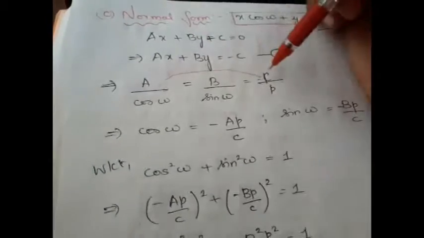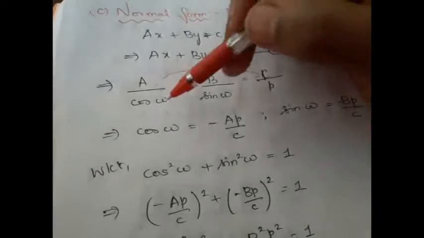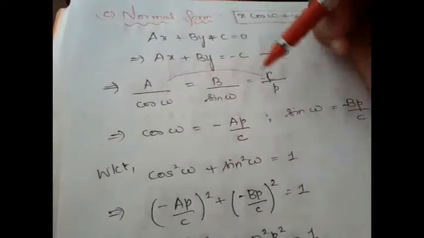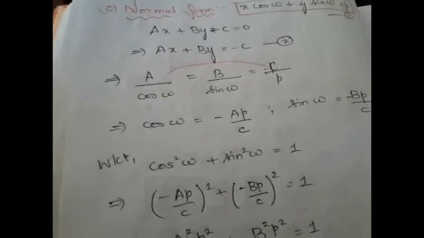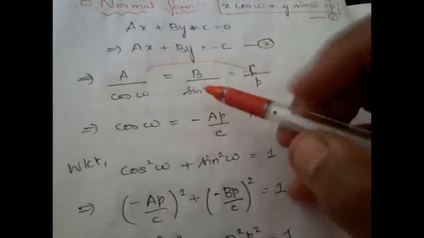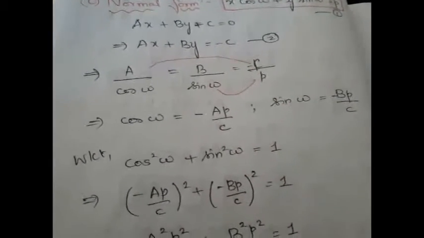Now from this, if we cross multiply the first two proportions, we get cos omega equal to, we are cross multiplying it, so ap divided by minus c. Cos omega, I am bringing it to the numerator, p that side, so ap divided by minus c. Similarly, sin omega, by cross multiplying these two, is going to be minus bp divided by c.